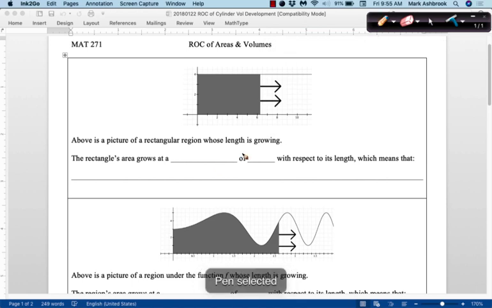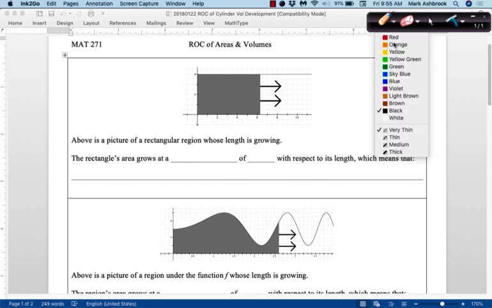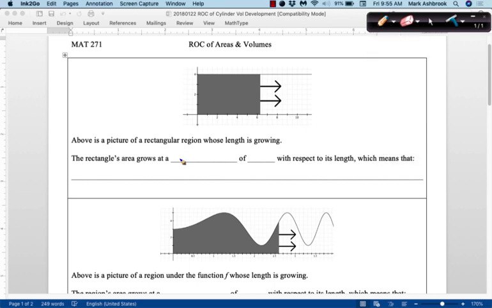Did you get this first one? The rectangle area grows at a constant rate. What do you think? Agree? Let's go blue. A constant rate of 4. And if you said constant rate of change, that's good too.